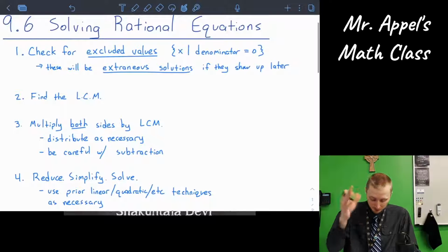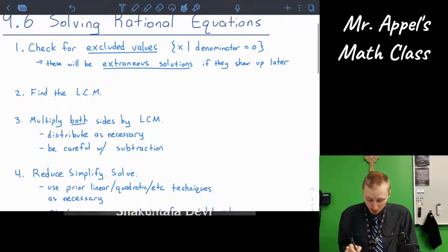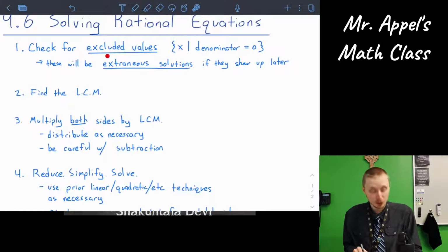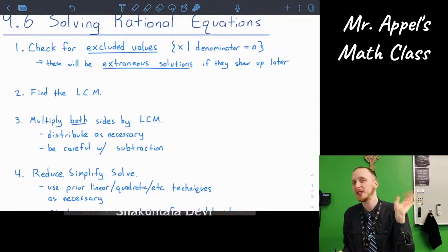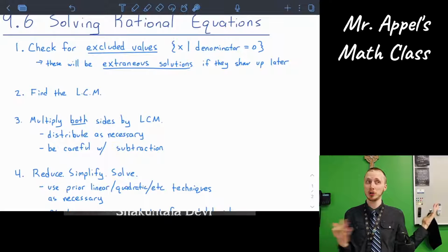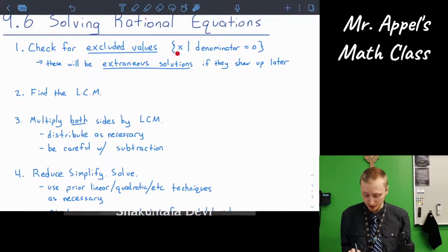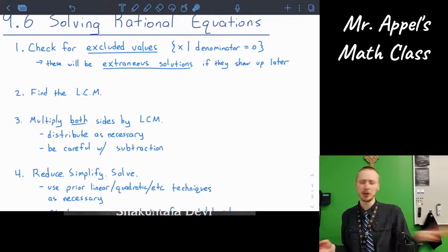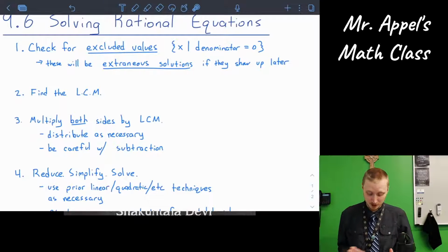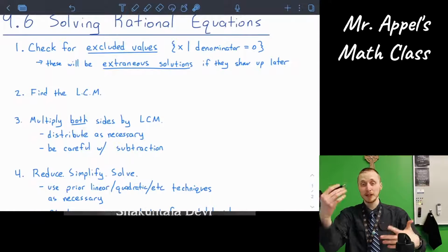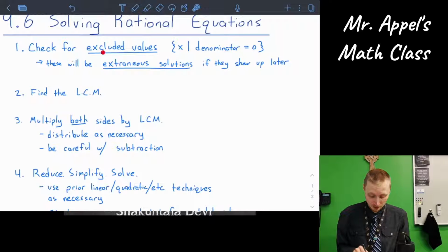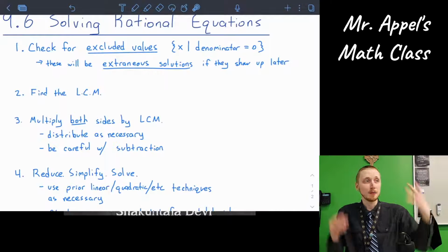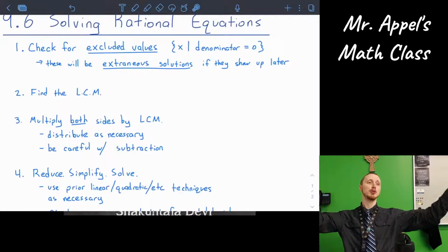But overall, here is our 4-step process. What we're going to need to do first is check for those excluded values. Where will the denominator potentially equal 0 if we were to allow it, which we will never do. So we're going to make a list of all the x's such that the denominator would equal 0, and then never let x equal those numbers. That's the first step. They might show up later as extraneous solutions. In the process of actually solving, we might end up with that number. Say our excluded value is x equals 2. And then we go and actually solve the thing. We say, hey, x should be either 2 or 3.